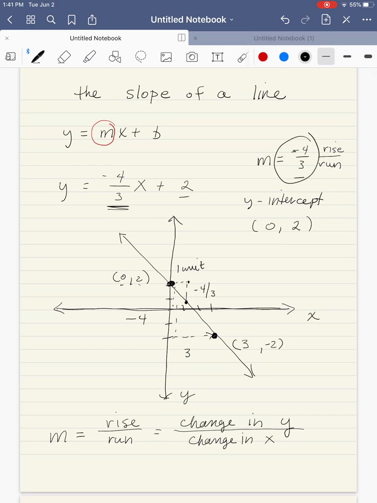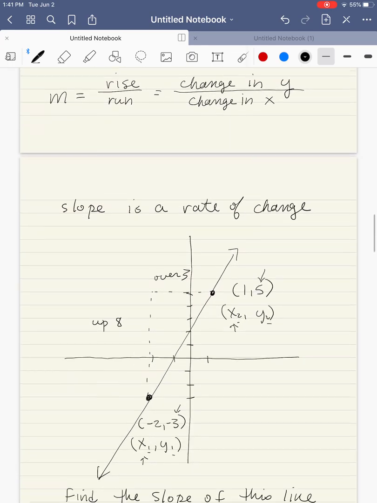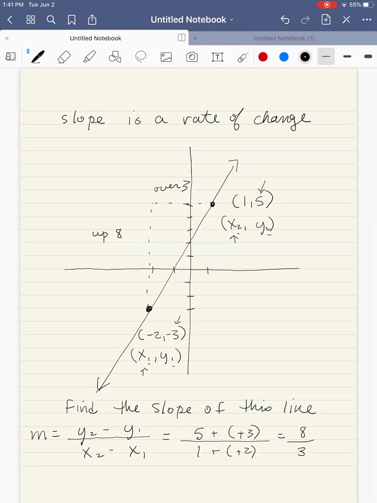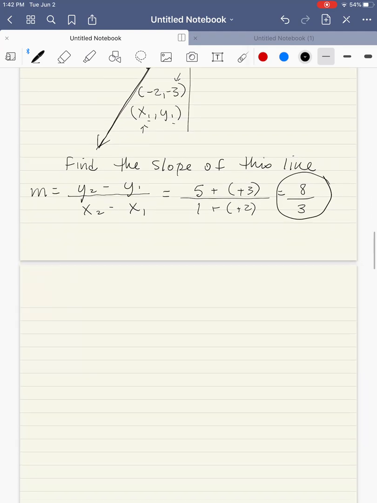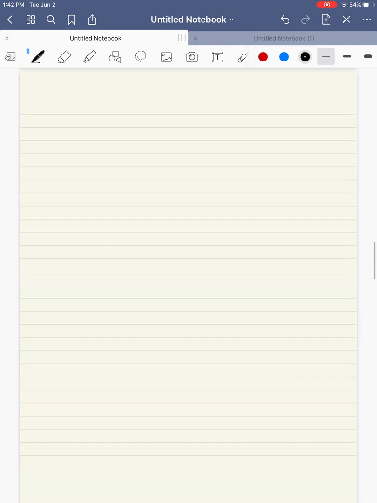Notice on this one, my slope here is -4/3. It's a negative number. And my graph is decreasing as I move from left to right. My graph is going in a downwards direction. Here, on this one, my graph is increasing from left to right. It is going upwards, and we have a positive slope. And that's always the case. If we have a negative slope, we're going to be going down from left to right, decreasing. And if we have a positive slope, we're going to be going up from left to right, increasing.